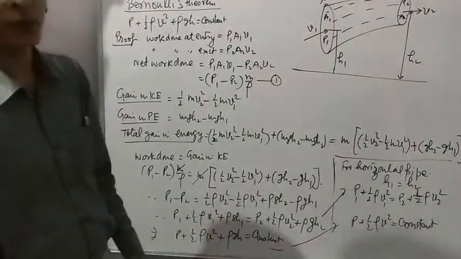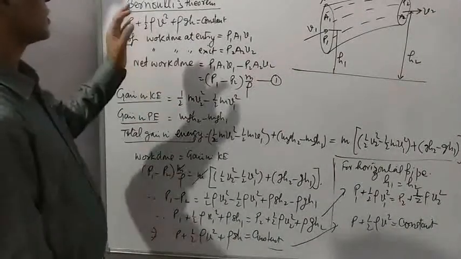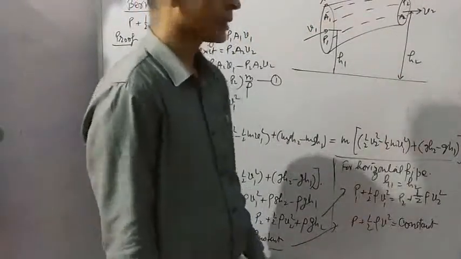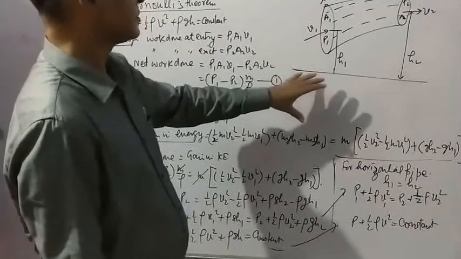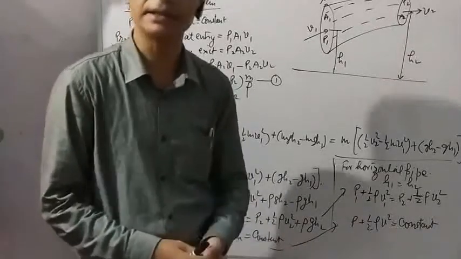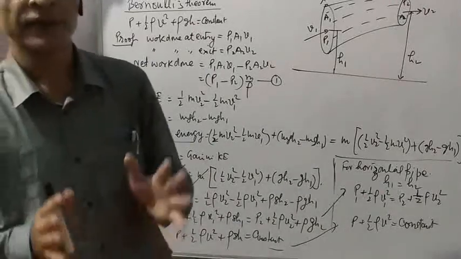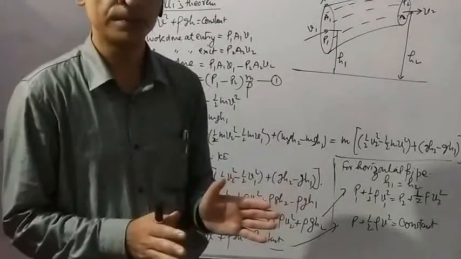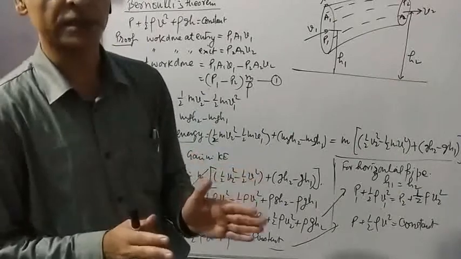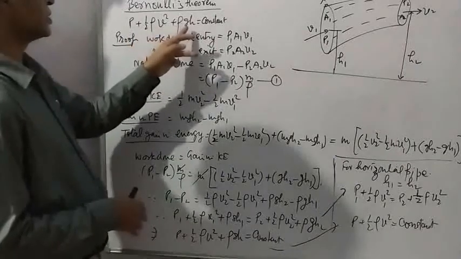Students, we are starting a new topic which is very important, Bernoulli's theorem. Bernoulli's theorem states that if some ideal liquid is flowing through a tube, then at every cross section the sum of all three energies, that is pressure energy, kinetic energy and potential energy, remains constant. I repeat, at every cross section the sum of all three energies is a constant, that is P plus half rho v square plus rho gh is equal to constant.